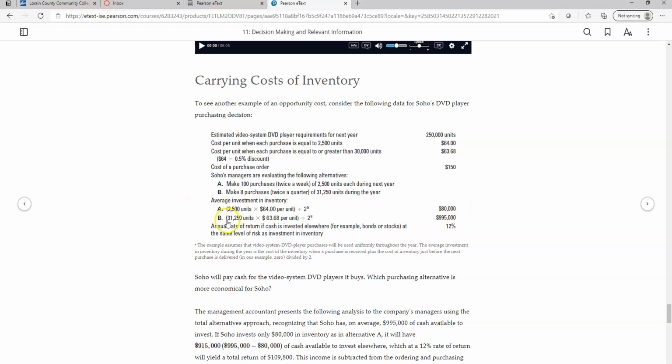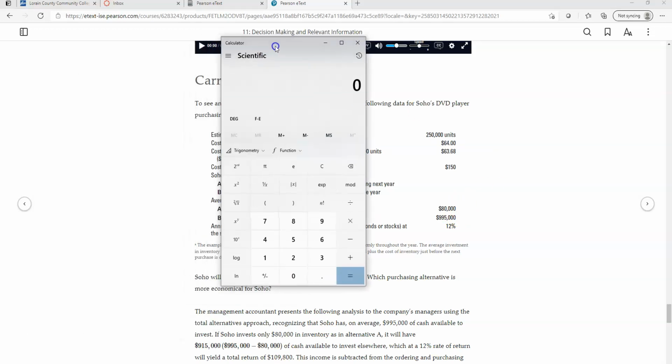Under alternative B, my average inventory is simply going to be the amount of units I order each time times the cost per unit. Take that total and divide it by 2. And my average inventory under the second alternative is $995,000. So what I have to do here is figure what is the difference between these two alternatives in my average investment in inventory. So the difference between my average investment in inventory, 995,000 minus 80,000, and that's going to give me the difference of $915,000 between the two.